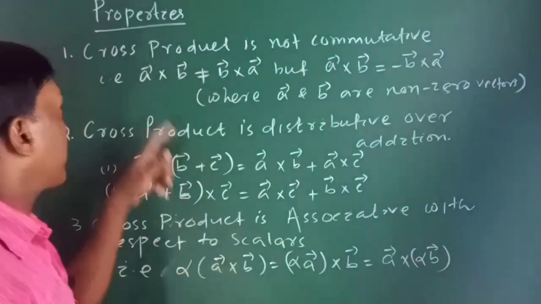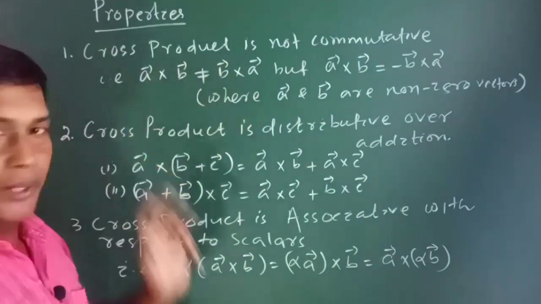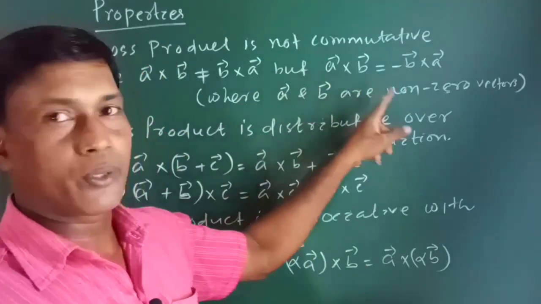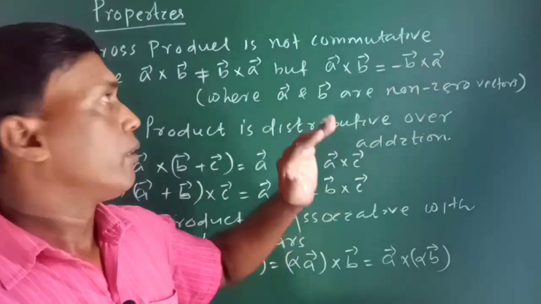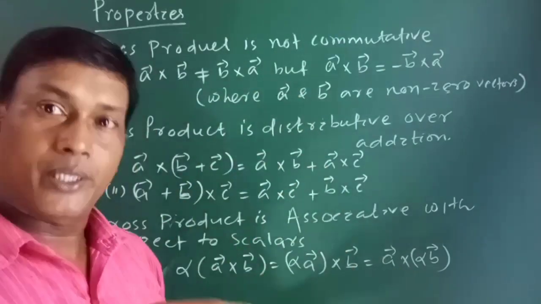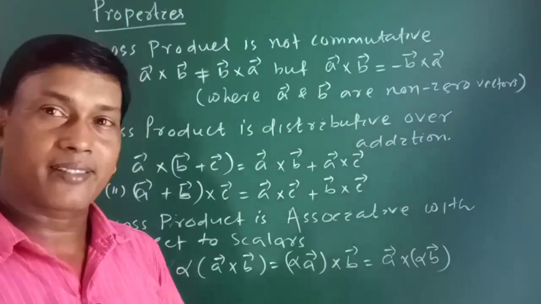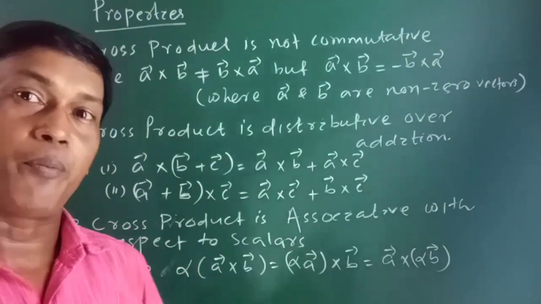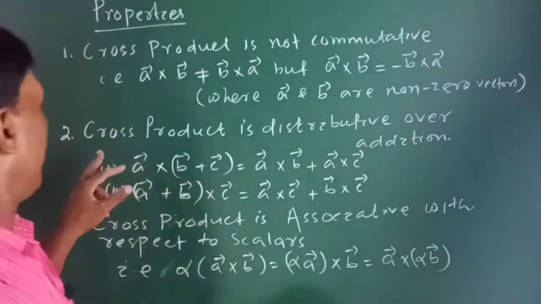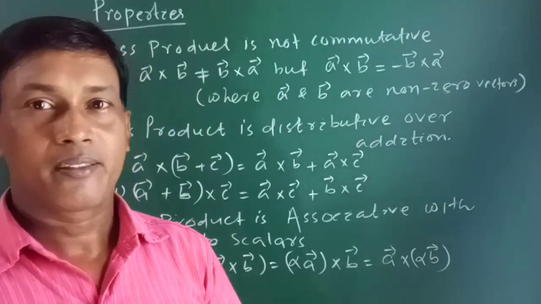Now some properties. First, the cross product is not commutative. A cross B is not equal to B cross A, because they have opposite direction, same magnitude. So A cross B is equal to minus B cross A. This is for two non-zero vectors, because if any one is 0, then A cross B is the 0 vector. In that case, the cross product can be commutative if any one of them is 0 or both of them are 0. But if the two vectors are non-zero, then they cannot be commutative.